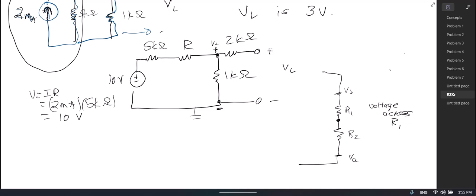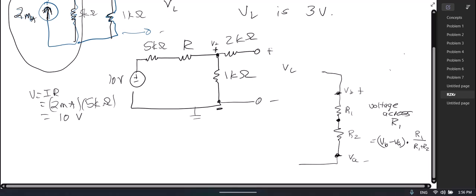keep in mind what I'm finding is not an absolute voltage relative to ground. I'm finding the difference across R1 from one side to the other. So the voltage across R1 is going to be, I'll call that plus and that minus, I take my total voltage, which is VB minus VA, times R1 over R1 plus R2. And that would get me the voltage drop across R1.